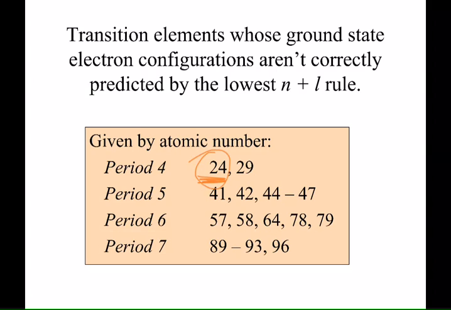But so chromium, and then this one, 29, okay? And these would actually be ones that if I think about it, I won't include on a test. But on a test, you're going to use the lowest n plus L rule, but there are definitely exceptions to the lowest n plus L rule, and here they are by their atomic number.